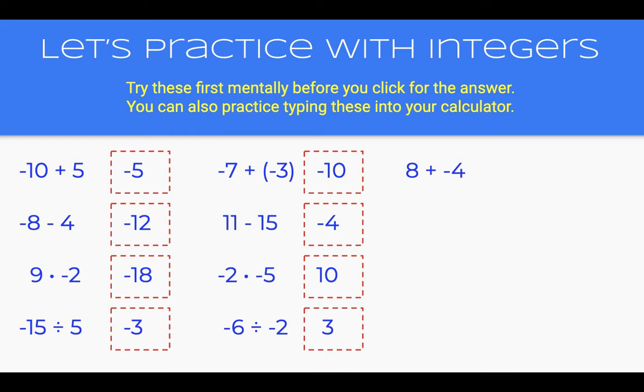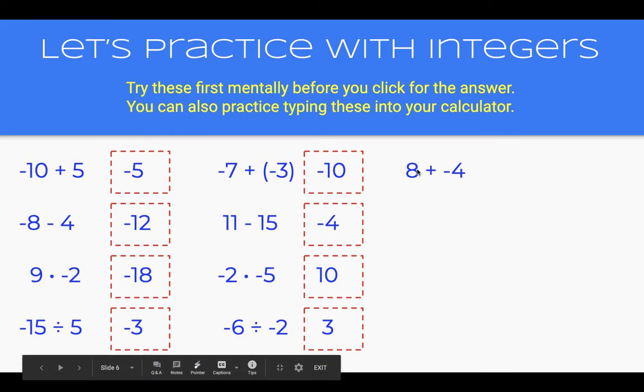8 plus negative 4, we have opposite signs. So we're going to subtract and keep the sign. 8 minus 4 is 4. 8's positive, our bigger number, and it has more positives. So our answer is going to be positive 4.